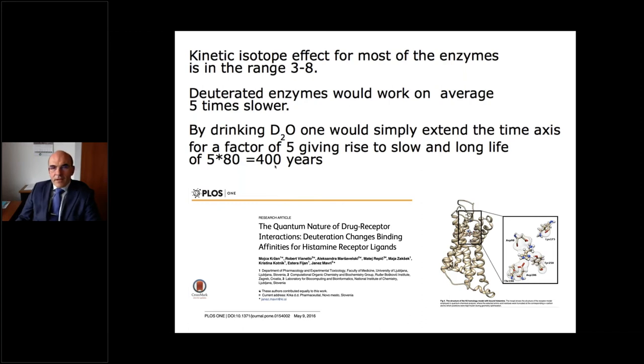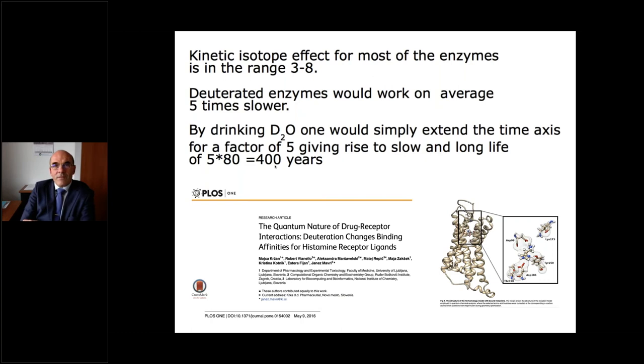So the kinetic isotope effect for most of the normal enzymes is in the range between 3 and 8. You might know that an exception is oxygenase, where it's 80. So deuterated enzymes would work on average 5 times slower.